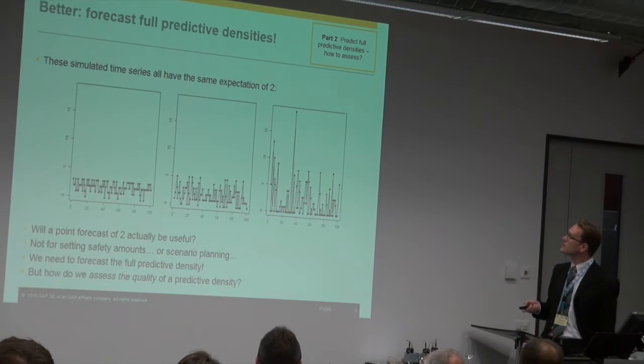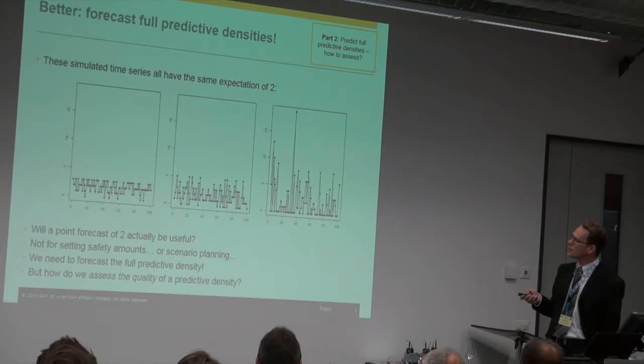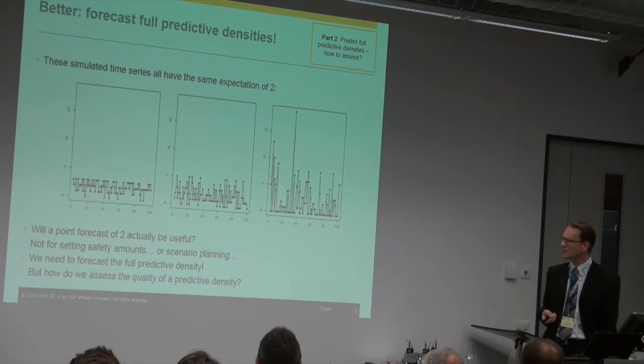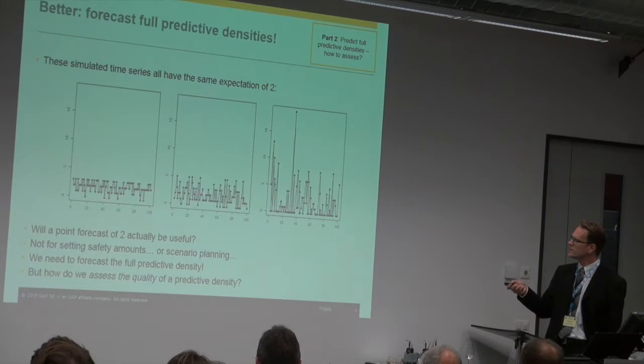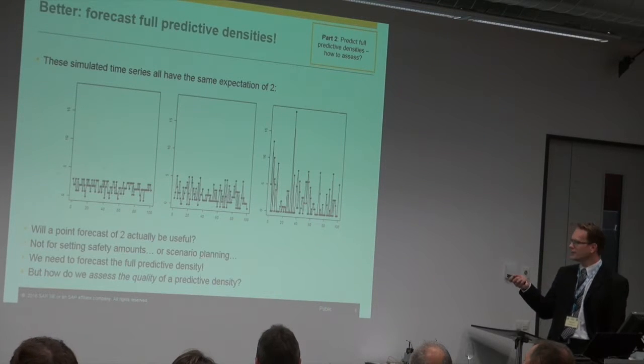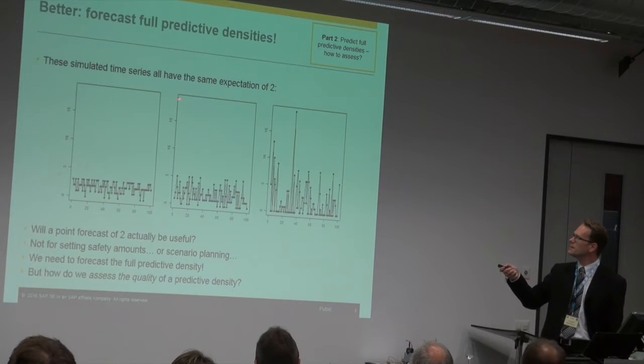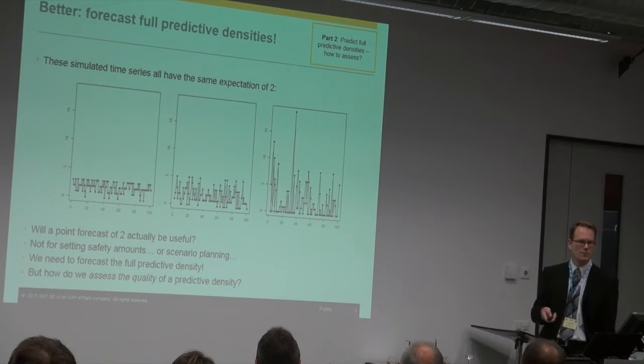Okay, we're moving on to part 2 now. We've seen that point forecasts are not always useful. Here's another example. These are just 3 different simulated time series. All of them have the same expectation of 2. The middle one is a Poisson, this one is a negative binomial, and that one is a binomial. In each case, the mean would be 2, which is wonderful. So if you want to go for a point forecast, you'd forecast 2. If you want an unbiased forecast, that's wonderful.